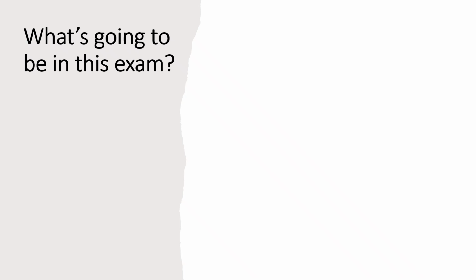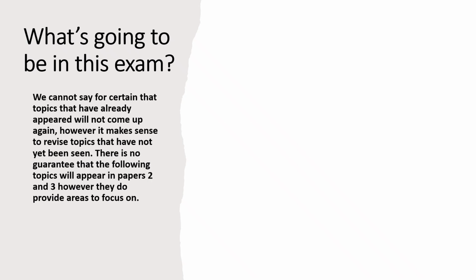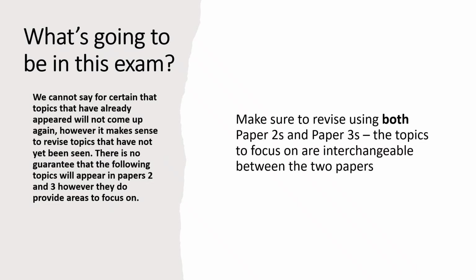Before I list what could be a good thing to revise, a really important thing to note is that you do both Paper 2s and Paper 3s. Topics that could come up in either of those two papers. There's not a list of topics that always come up in Paper 2 or always come up in Paper 3. So if you're revising using papers, make sure you're looking at both of those.